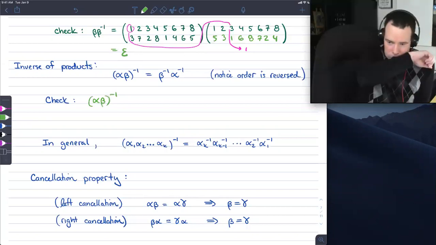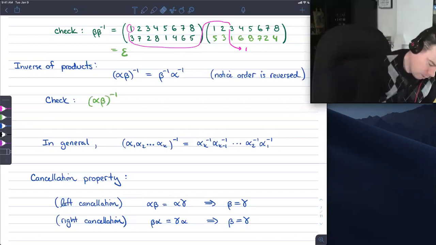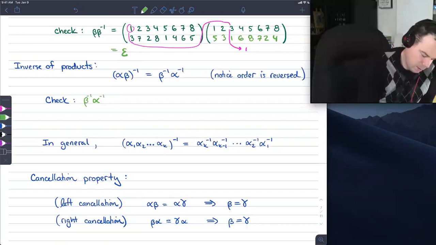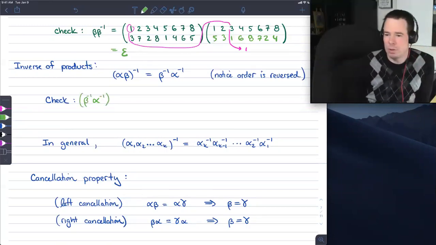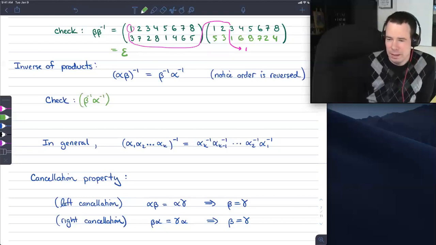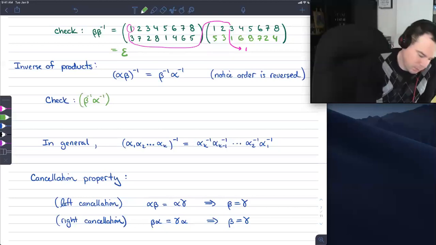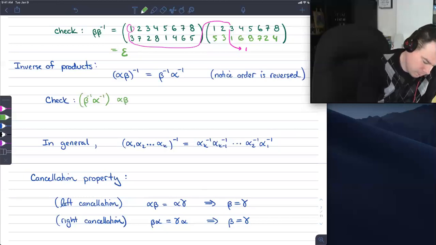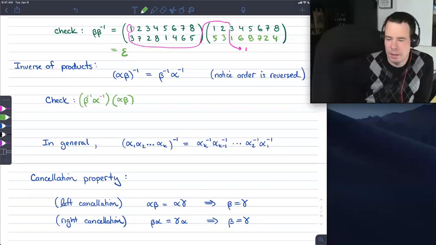So, excuse me, I'm just going to get rid of this for a second and say what I'm really interested in is this permutation, whatever it is. It has to multiply to alpha beta to produce the identity. That's what it means to be the inverse of it. So if that permutation, beta inverse alpha inverse, multiplies to alpha beta to produce the identity, then it's its inverse.